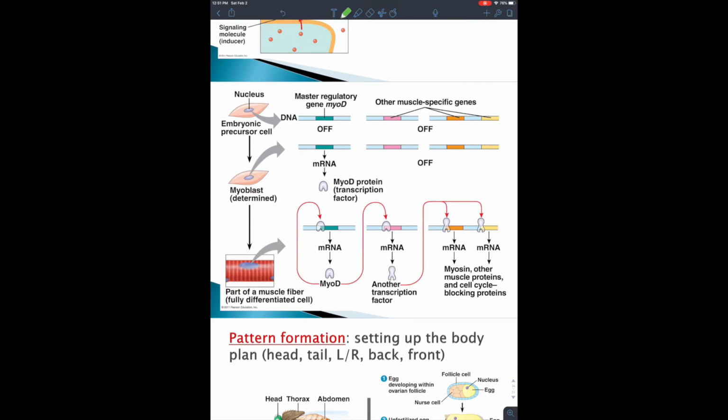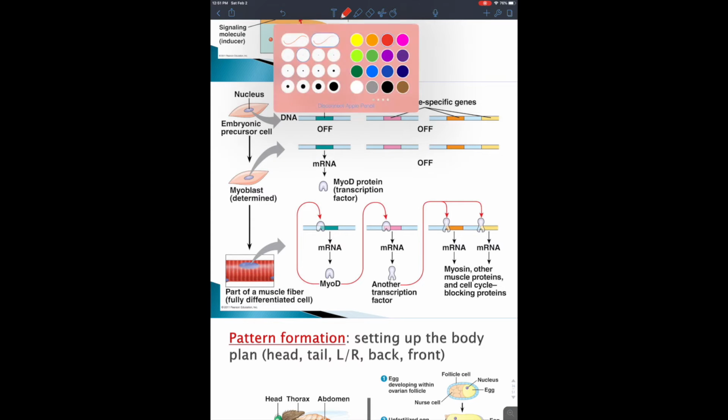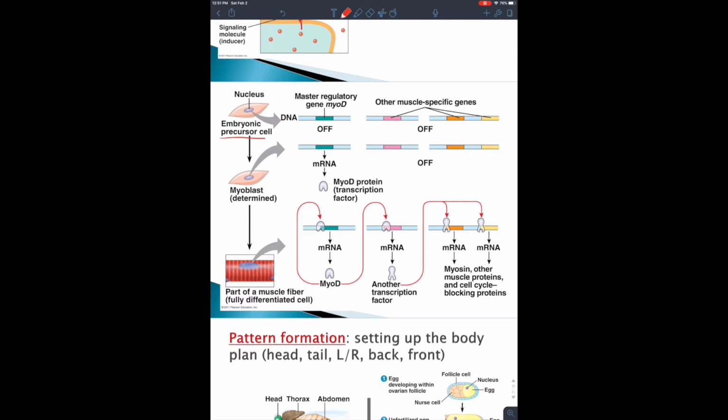So let's take a look at this cell. Top left, embryonic precursor cell. This is the beginner basic cell. Has nothing special about it. Has no job yet. It's just a cell. Don't know what kind yet. So if you look, this regulatory gene, MyoD, is off and muscle-specific genes are turned off.